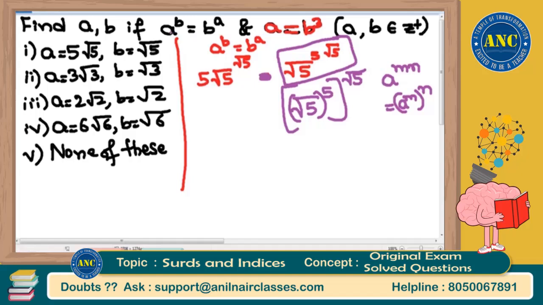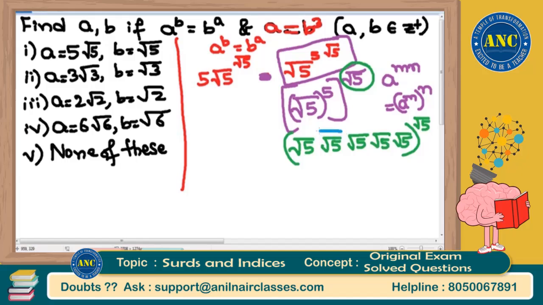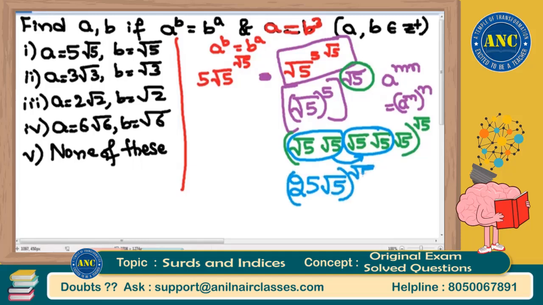Now think again logically, sir. Everything is logical deduction. Root 5 whole power 5 means root 5 is written 5 times. That is the meaning of power 5. Root 5 is written 5 times, and this power root 5 I will write as it is. Why did I do like this? Can I say that root 5 into root 5 is 5? Root 5 into root 5 is 5. 5 into 5 is how much? 25. So it is 25 root 5 whole to the power of root 5.